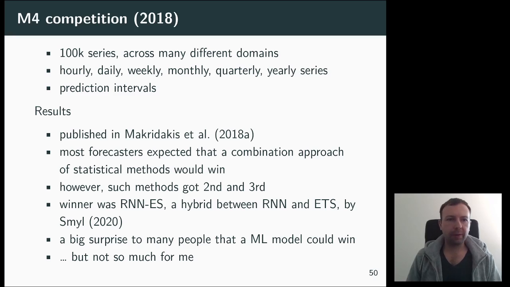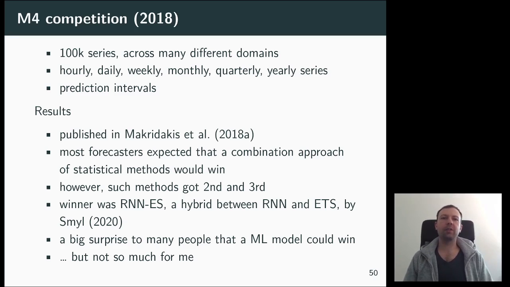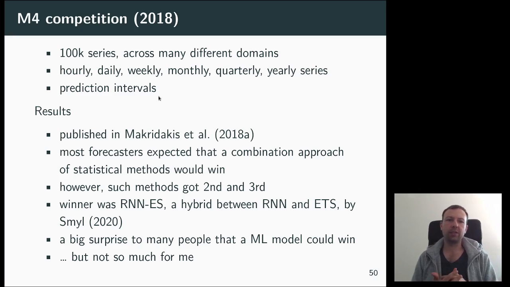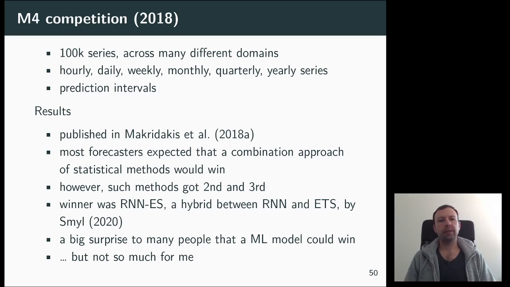Good. So yeah, as I had mentioned, there was then the M4 competition in 2018. It was this time 100,000 series across many different domains. It also had more granularities: hourly, daily, weekly, monthly, quarterly, and yearly series. As a novelty, you also had to predict prediction intervals. The results are published in a paper from 2018.